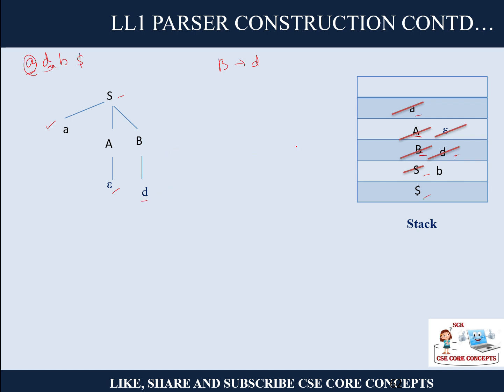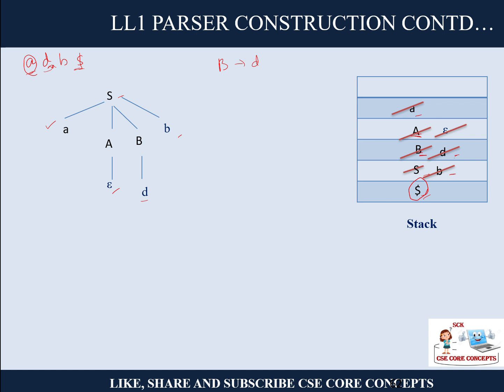Okay, now the top of the stack is our B, as simple as that. So simply pop out B, okay, and now our pointer is at the dollar sign and the top of the stack is the end symbol dollar. That means our string has been parsed successfully.